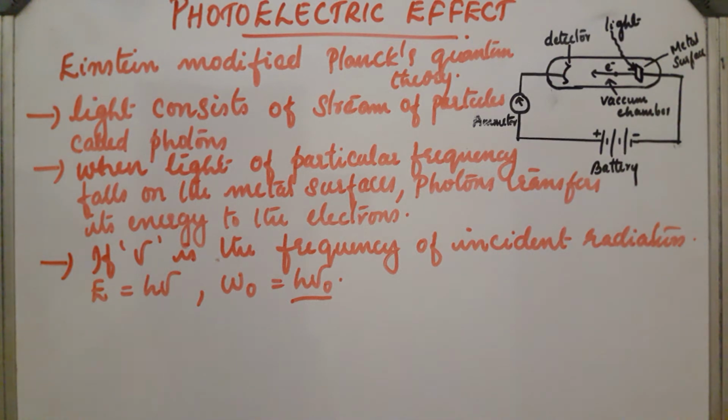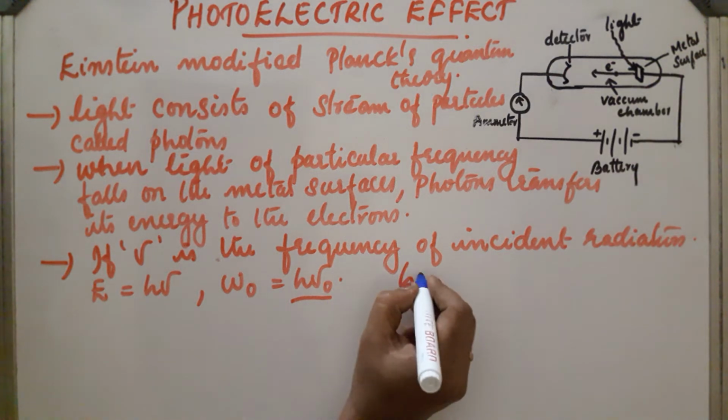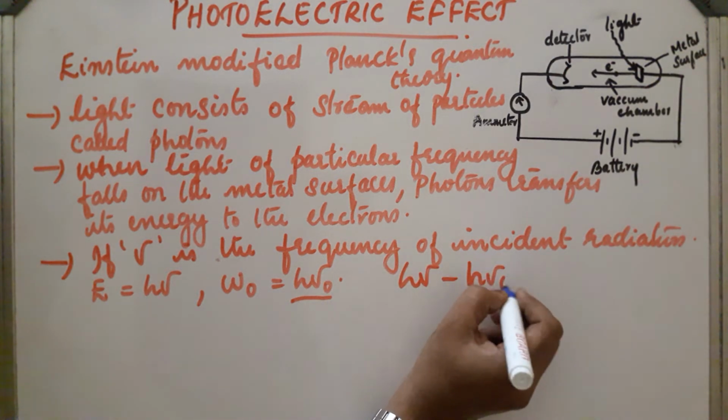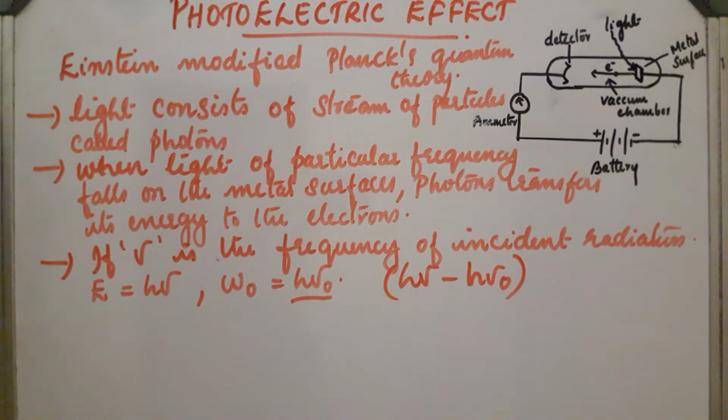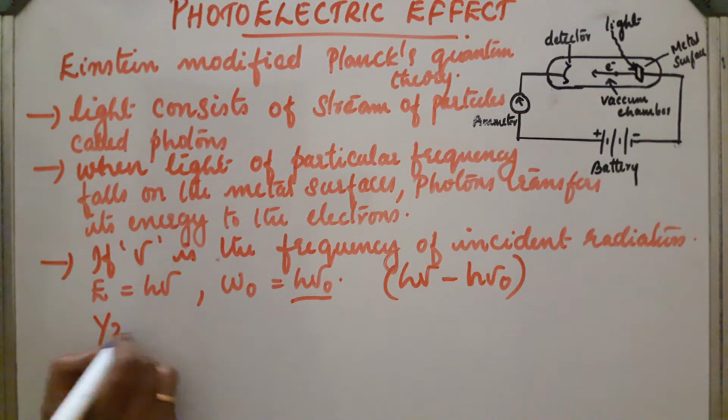So what we can say, the excess energy obtained will be transferred to the electrons for their movement, as the kinetic energy of the electrons. The difference between these two will be the kinetic energy of the electrons. So the difference, h nu minus h nu 0, will be the energy transferred to the electrons for their movement. We know the kinetic energy is equal to half mv square.